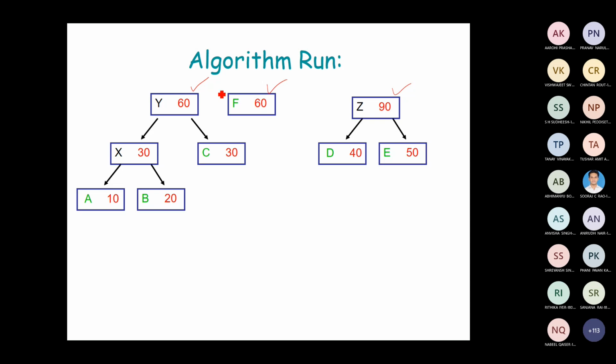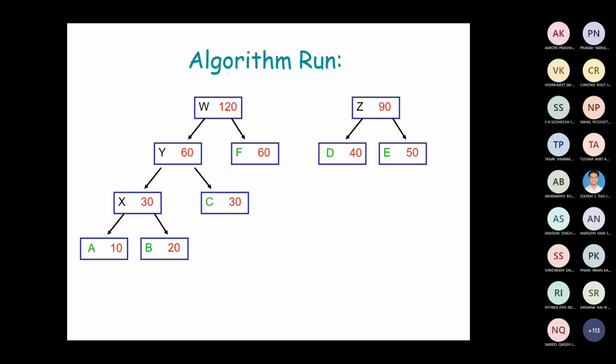The next two least symbols are nothing but Y and F. So by using these, you create a parent node, and Y is going to become the left child of that parent node and F is going to become the right child of that parent node. So now that is nothing but W you will get, and that W is nothing but 120 in this case. So this is the left subtree and this is the right subtree.